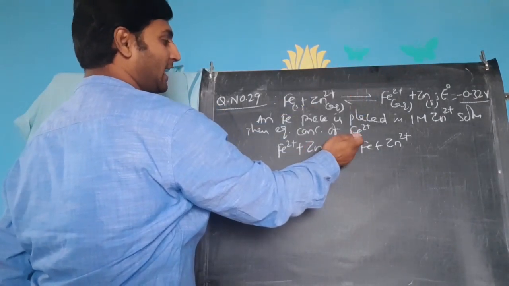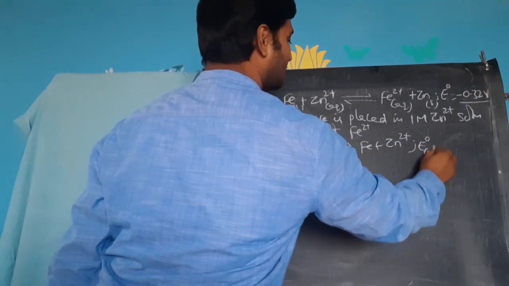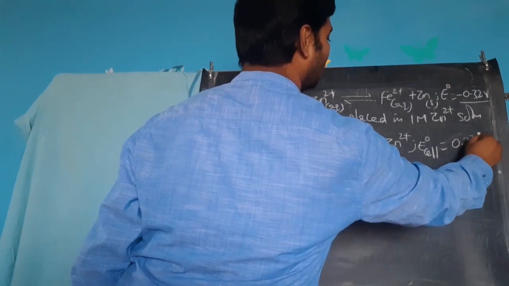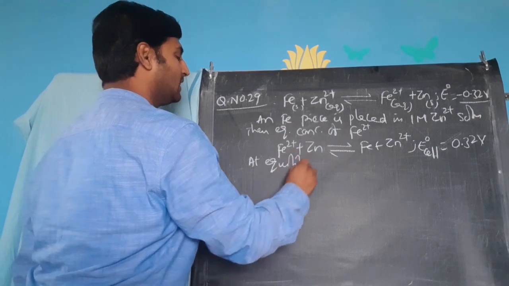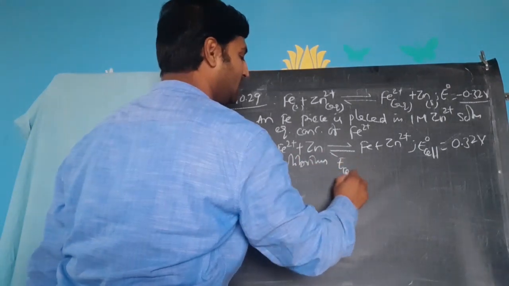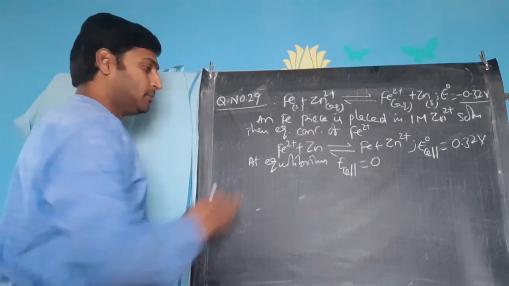You want the equilibrium concentration of Fe2+. Because we have considered a spontaneous reaction, E naught cell is going to be 0.32 volts. Now at equilibrium, you know very well the cell will not be functioning, no flow of electrons will be happening. That's why E cell will be 0.